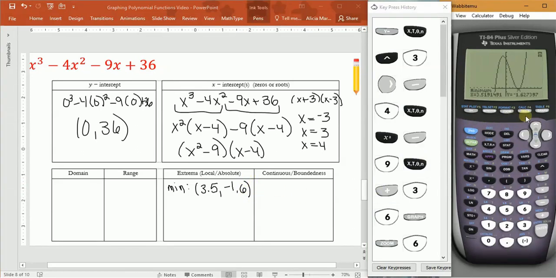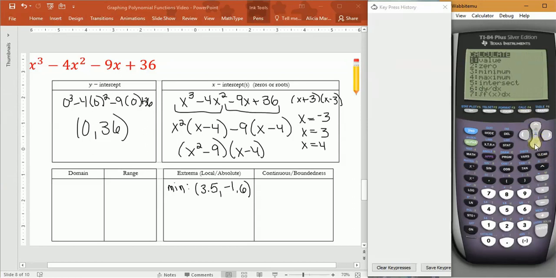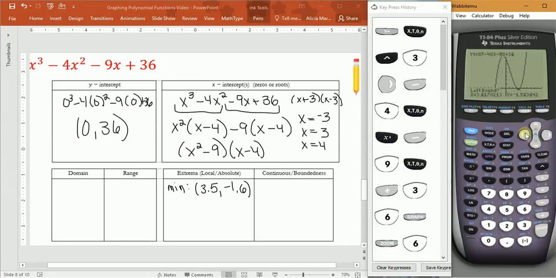Okay, now let's do the same thing. Now we're going to have to do second calculate. We're going to go find the max now. So then they say left side of the max. You're going to move your little turtle to the left of the max, right about there. Move to the right of the max. Your left and right don't have to be exact. You just need to be on the left and the right. Push one more time. There we go.